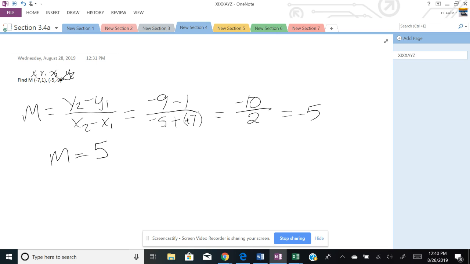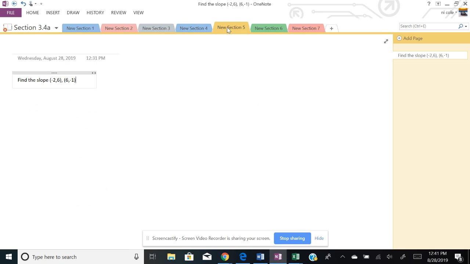Really, I would have liked to put the slope in as -5 over 1, but the computer will not accept this version, so you need to simplify it. I would accept this on the test, but the homework will not. So just be aware.